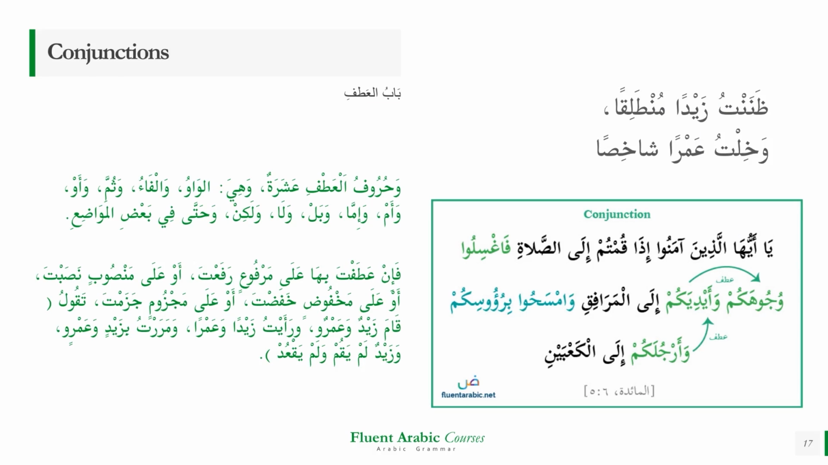Next we have the عطف or the conjunctions. حروف العطف 10. The particles of عطف are 10. وهي الواو والفاء وثم وأو وأم وإما وبل ولا ولكن وحتى في بعض المواضع. So all these are the particles of عطف. And حتى, the final particle, it's not always عطف, but in some cases it occurs as the عطف. Well, this will become clear when we look at some examples for this, inshallah.